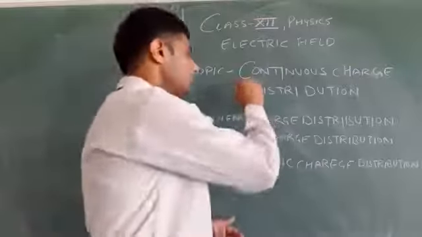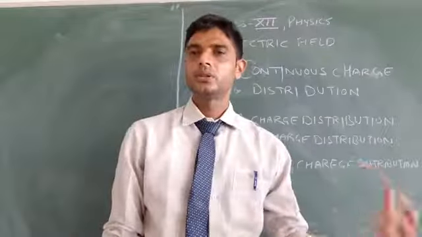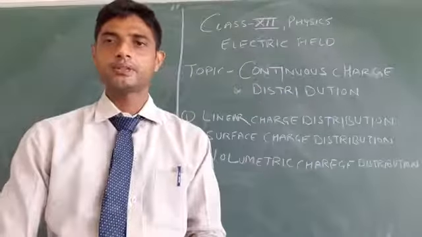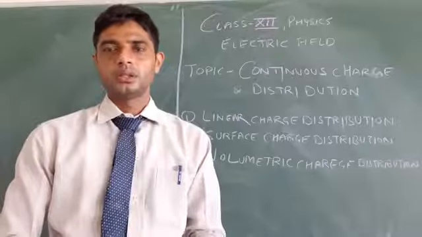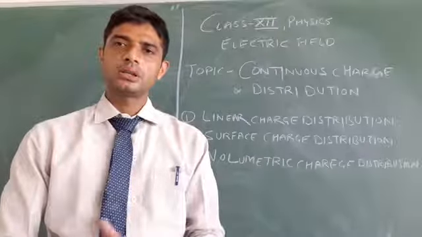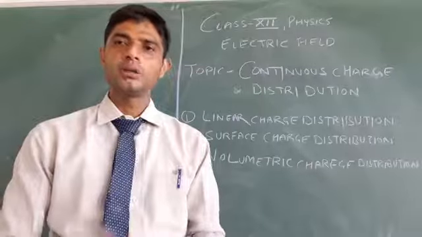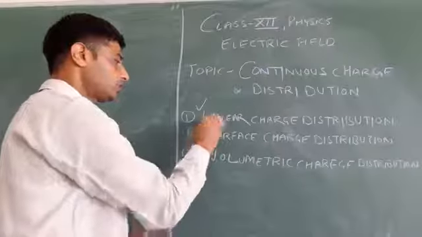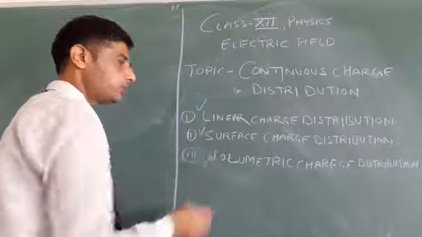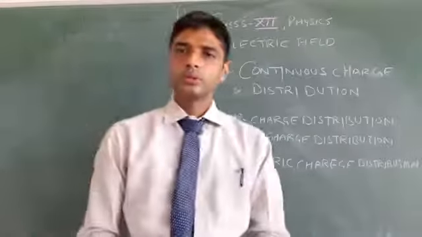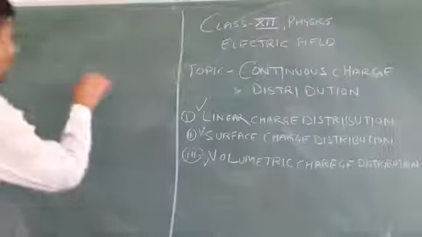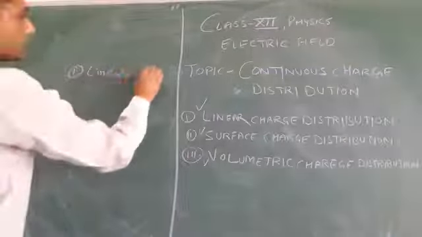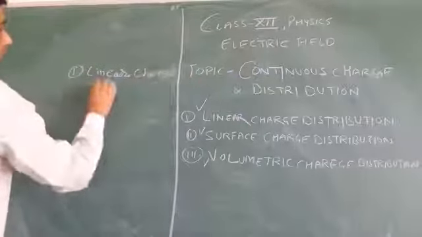When a charge is transferred to a body, then the distribution of charge will take place according to the configuration of the body. Continuous charge distribution is mainly of three types: linear charge distribution, surface charge distribution, and volumetric charge distribution. So first, linear charge distribution.